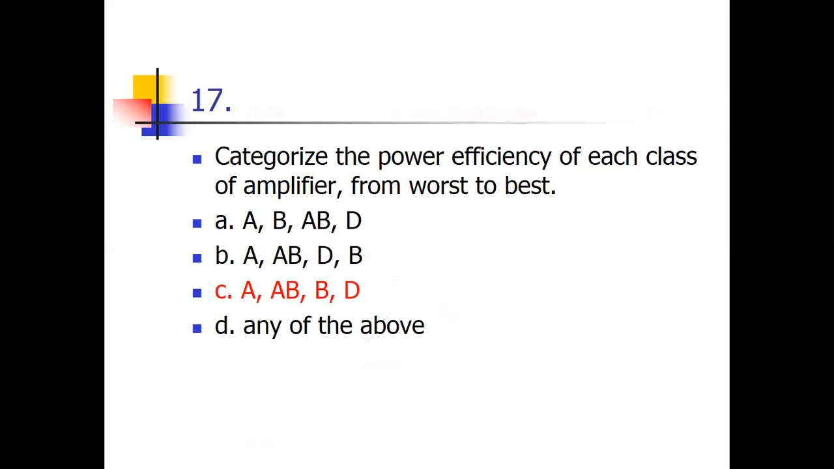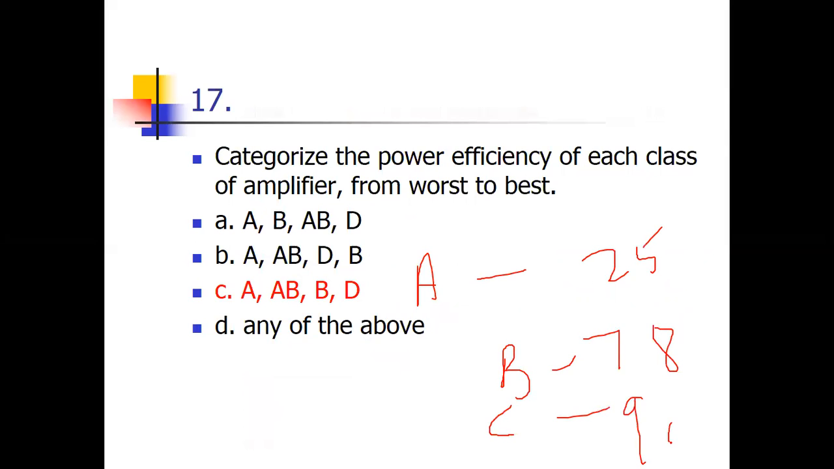Now, categorize the efficiency of each amplifier from worst to best. So remember, for A, it is up to 25. For B, it is 78. You can check the derivation. For C, it is more than 90%. And between A and B, there will be AB. And after this is D.